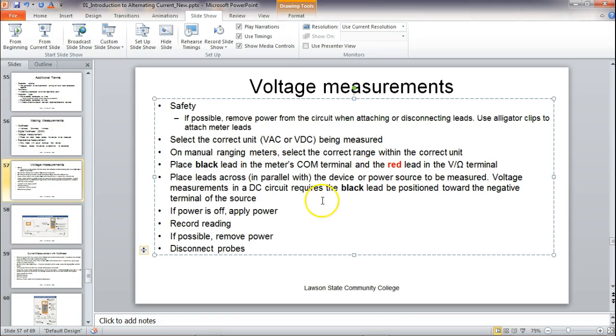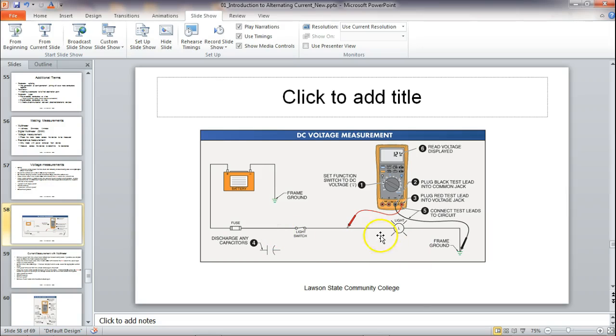You turn the power on, of course, you've got to apply power. Then you return the power to off if possible, remove power, and disconnect the probes. So this is showing you how we would measure voltage. Okay.